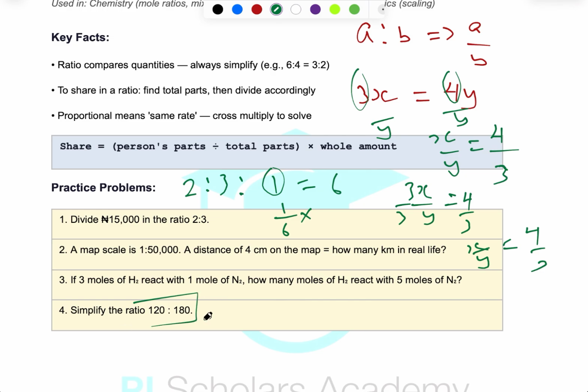If you want to simplify this ratio here, 120 to 180, 6 can go in 12, that's 2 times. 6 can go in 18, that's 3. And that will be 2 over 3 or 2 ratio 3, which in decimal is like 0.67. And so that is how you deal with ratio and all of that.